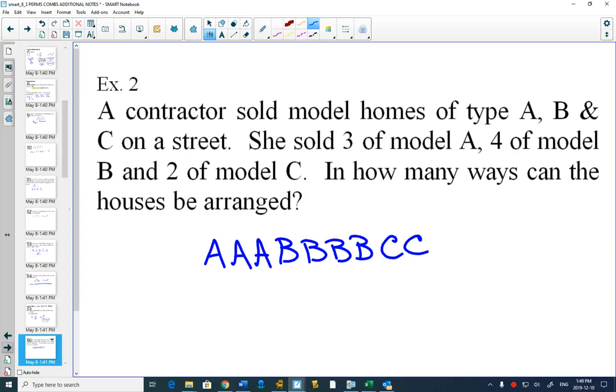Probably, if you went with the spaces first, in this case there are 9 houses. If you did 9 spaces, when you went to put your number into that first space, how many choices do you have? You only have 3 choices, either A, B, or C, and you feel like something's not right here. Why? Because I have identical objects. Once you recognize it as an identical objects question, the question becomes relatively easy.